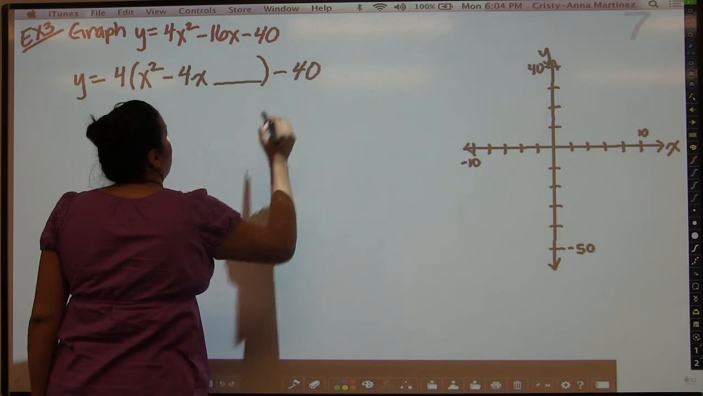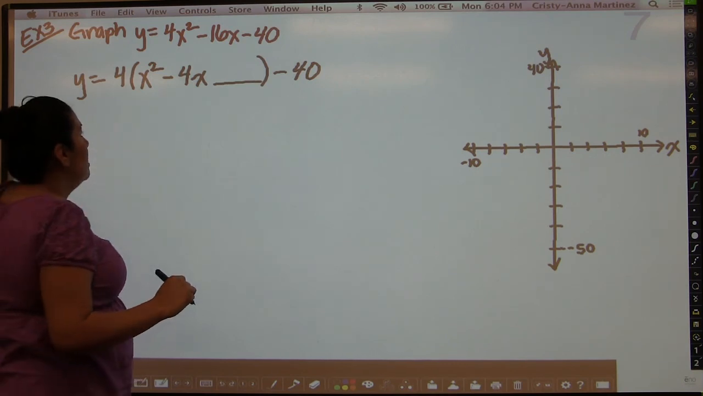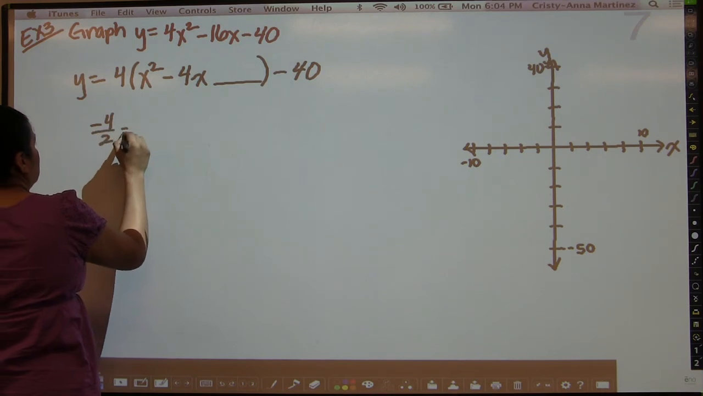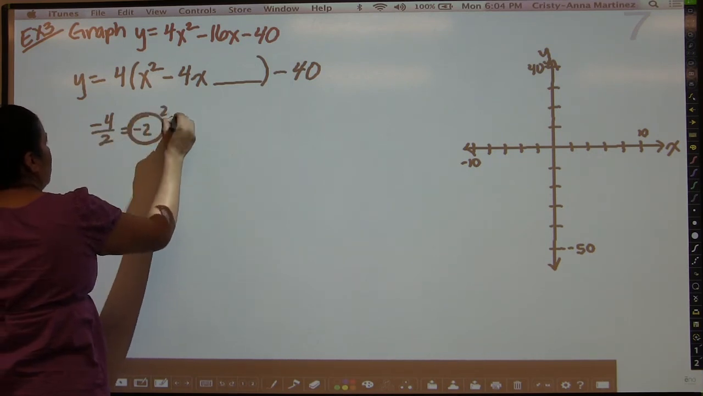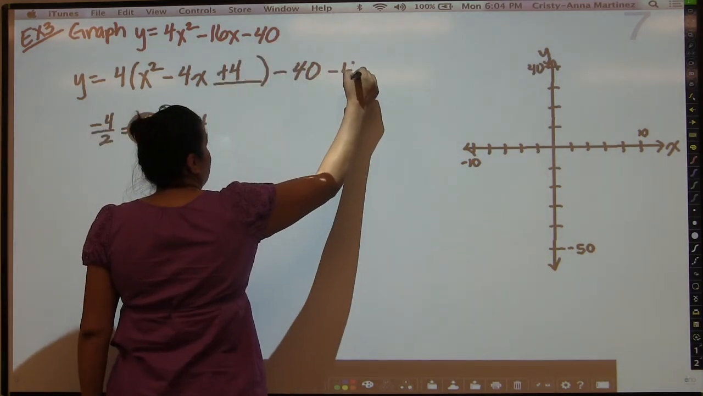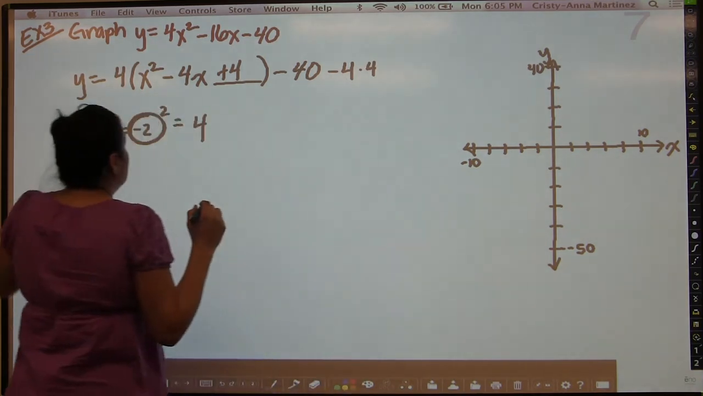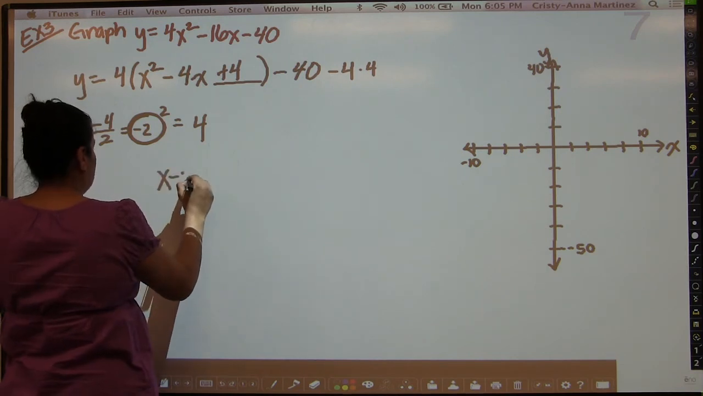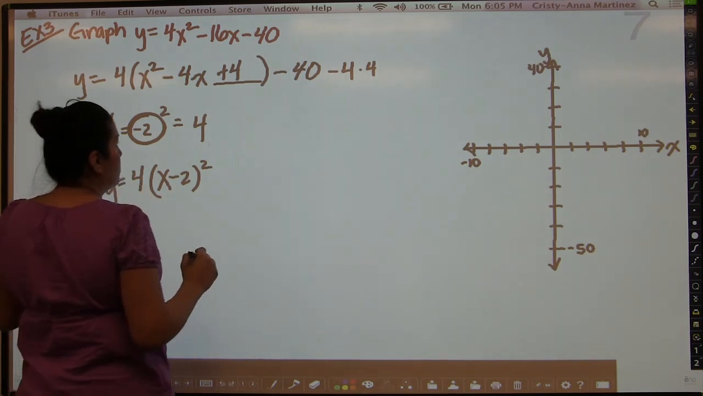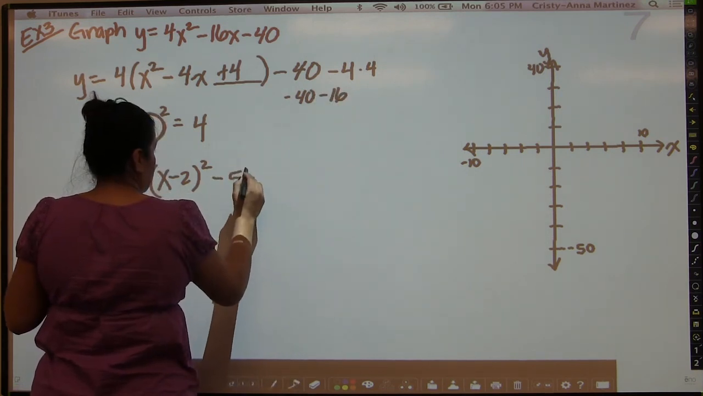And then scoop the 40 over. So 4 times x squared is 4x squared, 4 times -4 is -16. And then I'm going to do my thing, which is to take the -4 divided by 2, which is -2, square that, which gives me a +4. I'm going to add 4 into my blank, and then subtract 4 from the same side. And since there's a times 4 here, I'm going to times this by 4 as well. So then I'm going to write it in my factored form. Y equals 4 times x minus 2 squared minus 40 minus 16, which is basically minus 56.